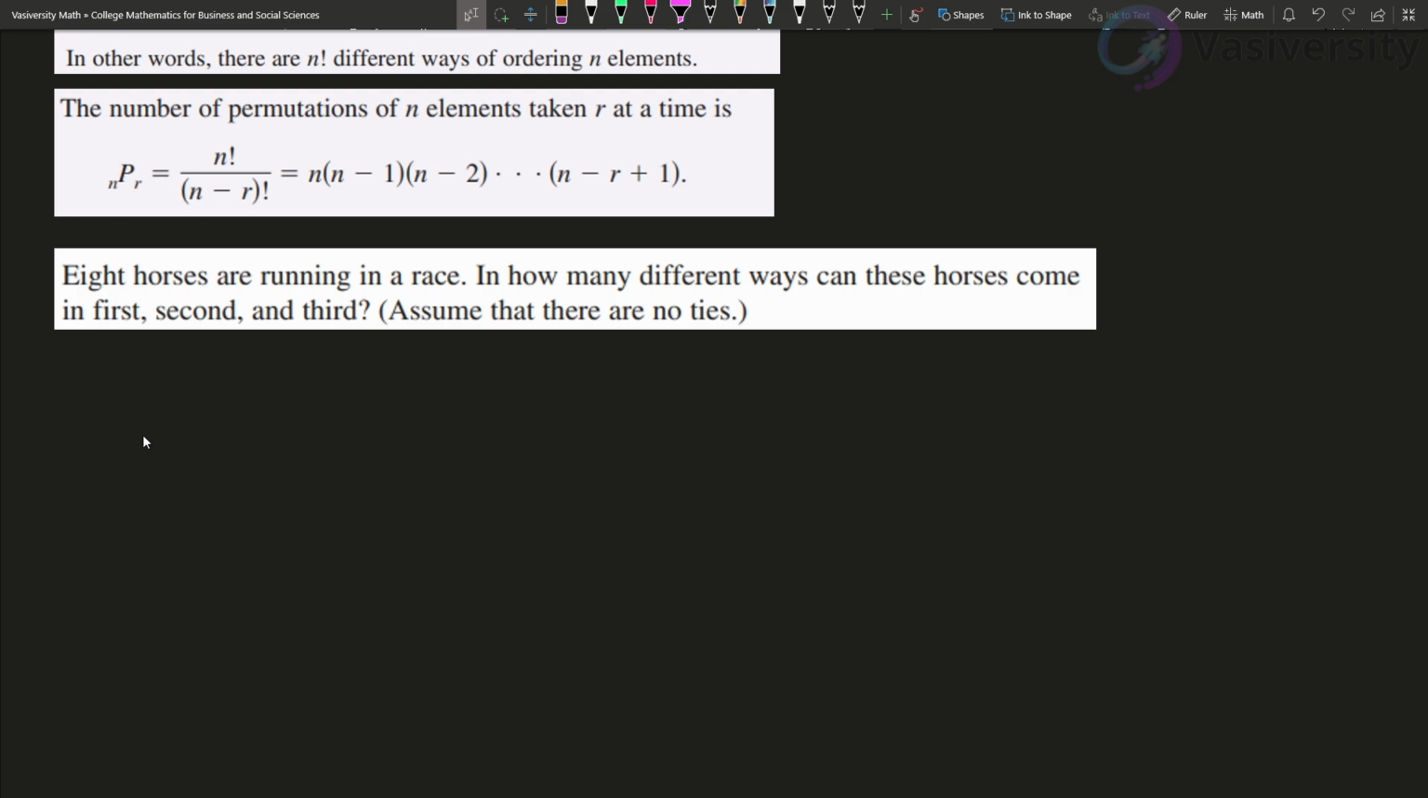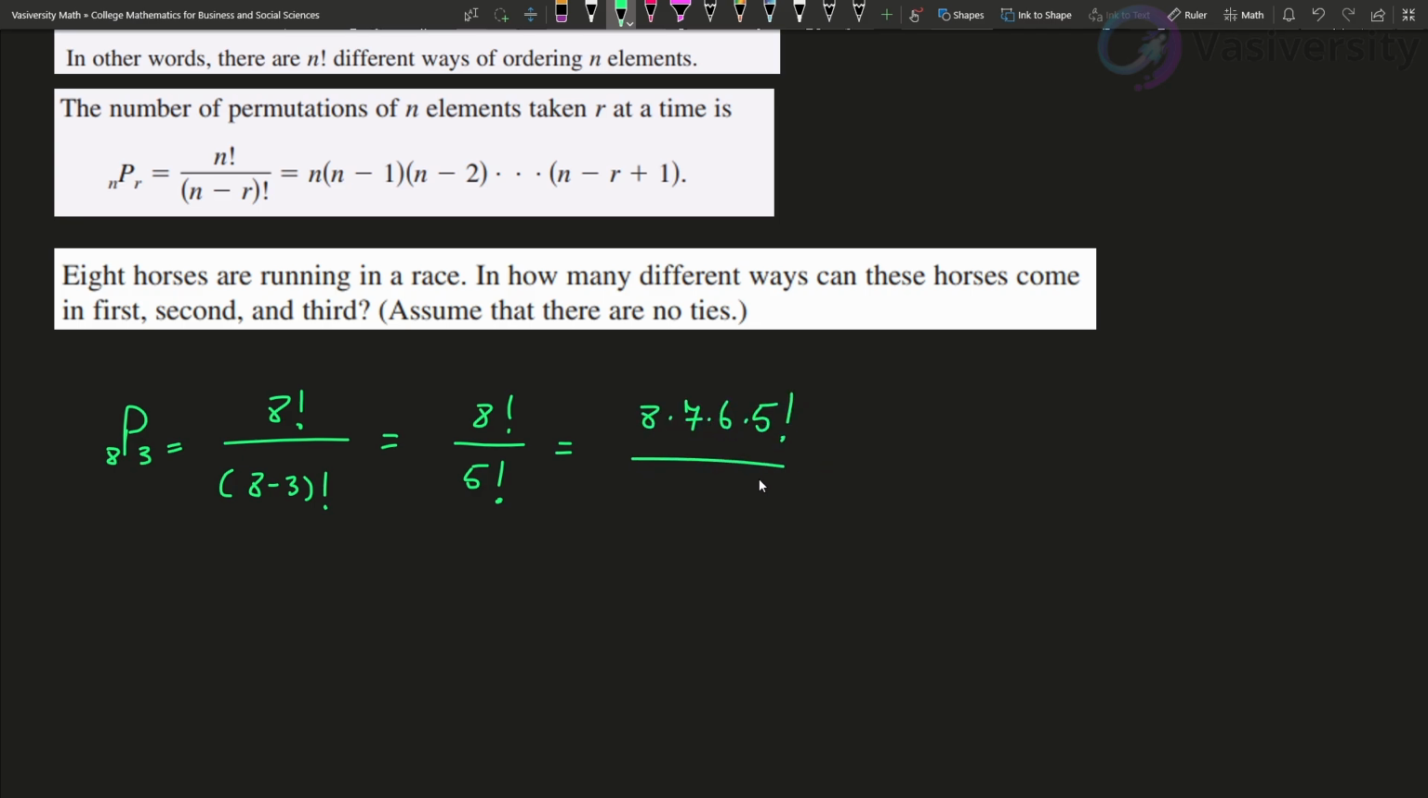So by permutation, P of 8 and 3 is going to be 8 factorial over 8 minus 3 factorial. That's equal to 8 factorial divided by 5 factorial. Now let's remember the definition of factorial. It's going to be 8 times 7 times 6 times 5 factorial divided by 5 factorial. So 5 factorial cancels out, and we're only left with 8 times 7 times 6. That's equal to 336 ways. So out of 8 horses, for the 3 horses that come first, second, and third, you have 336 different outcomes.